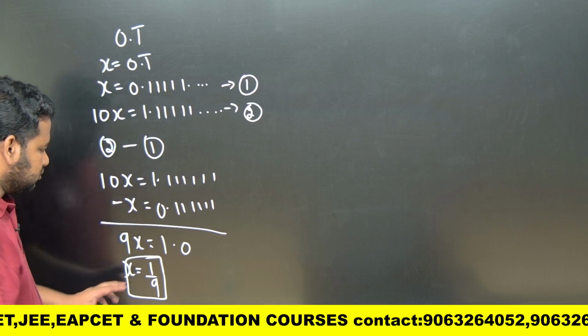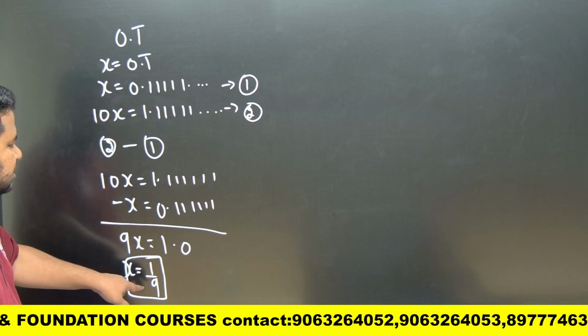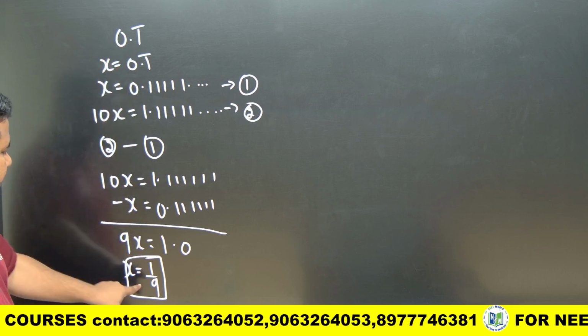1 by 9. So see here, I got x is equal to 1 by 9. This is the answer to this question. So this is in the form of p by q. If it is 0.1 bar, I got 1 by 9.